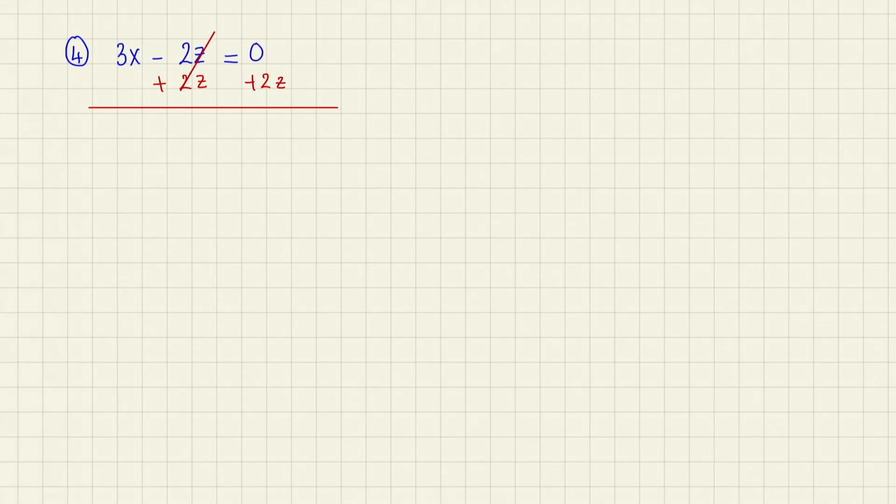I'm out of room, so I'm going to show you how to solve for z on this page. I use my equation 4. 3x minus 2z equals 0. To solve for z, I'm going to bring the negative 2z to the right side. So I add 2z to both sides. And I have 3x equals 2z. To solve for z, I need to divide this by 2. So I am going to divide both sides of this equation by 2.